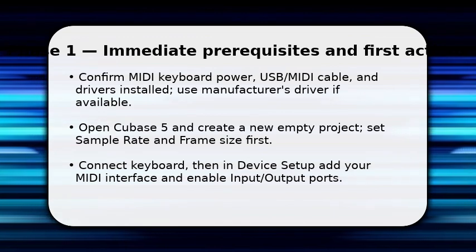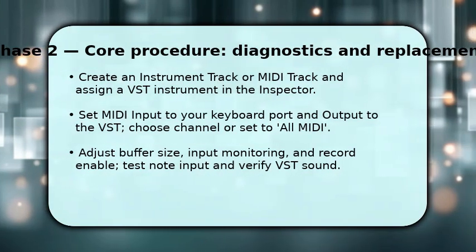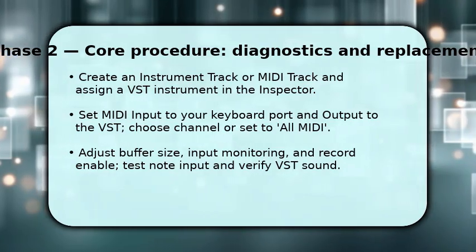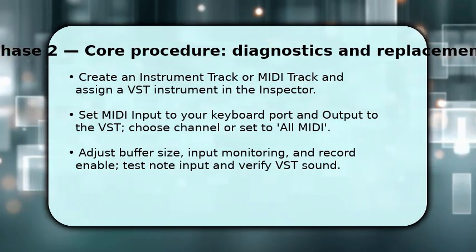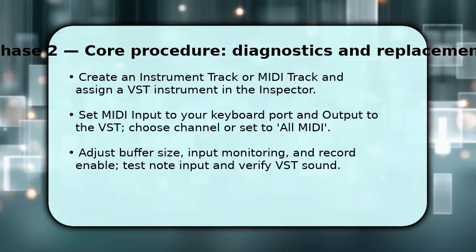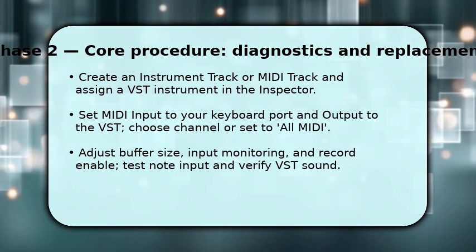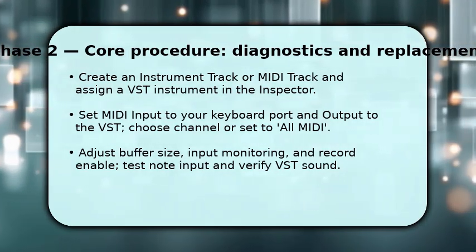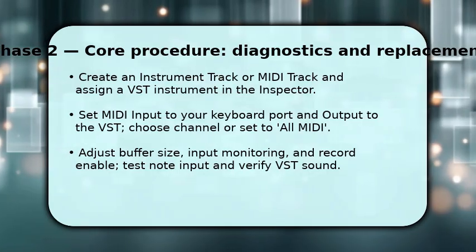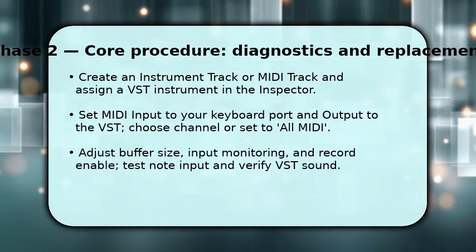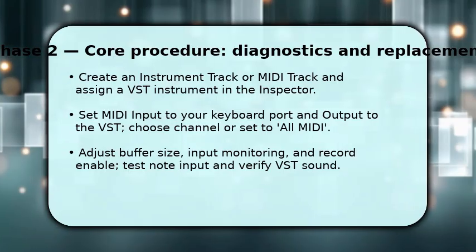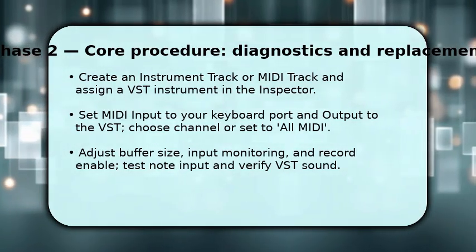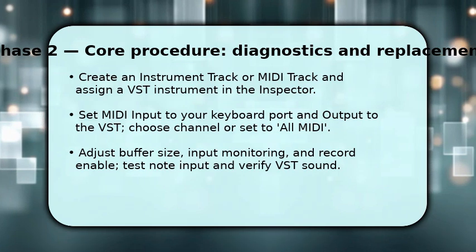Now focus on routing and monitoring so MIDI notes reach a sound source. Create an instrument track or a MIDI track with a VSTi instrument loaded in the rack, and in the inspector set the MIDI input to your keyboard's port and the output to the chosen VSTi. Make sure the channel matches or set input to All MIDI for simplicity. Then enable record and input monitor. Adjust audio buffer size for low latency play. Test by playing keys to confirm the VSTi responds and notes record correctly.